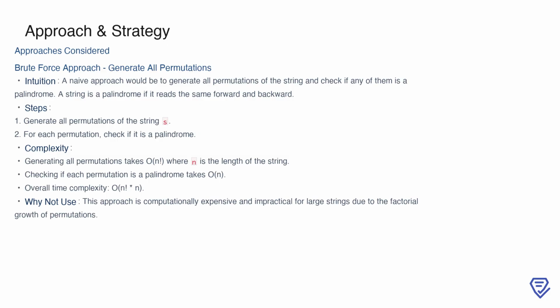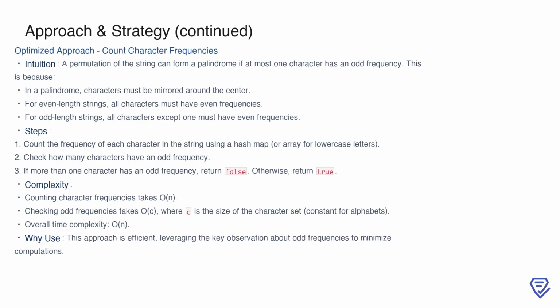A more efficient solution leverages the observation that a string can only form a palindrome if at most one character has an odd frequency. This is because in a palindrome, characters are mirrored around a center. For strings with an even length, all characters must have even frequencies, while for odd-length strings, only one character can have an odd frequency. Using this insight, we can optimize our approach.